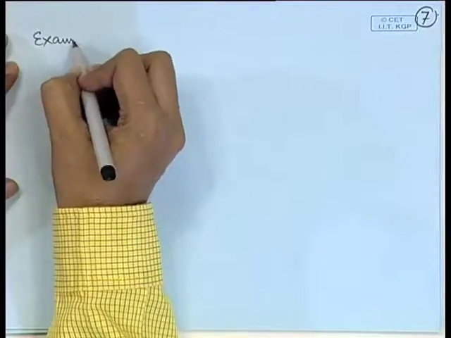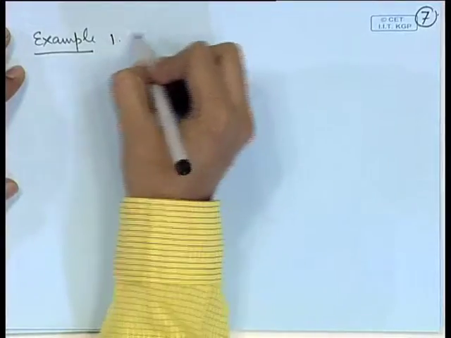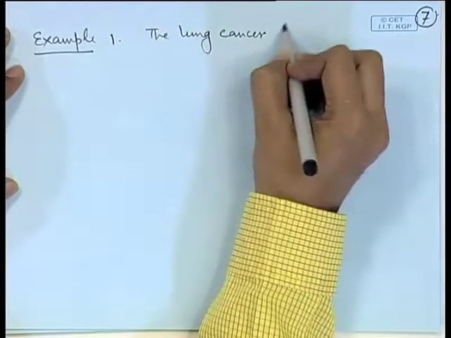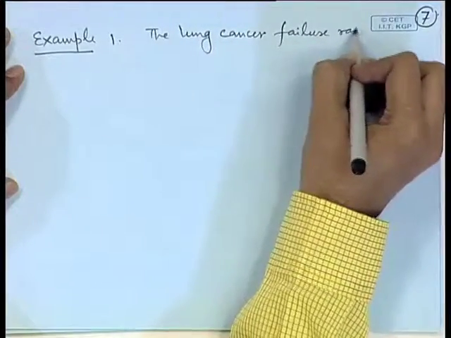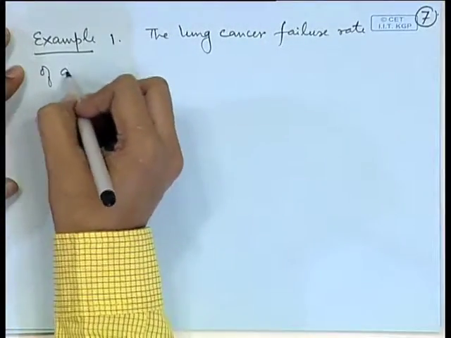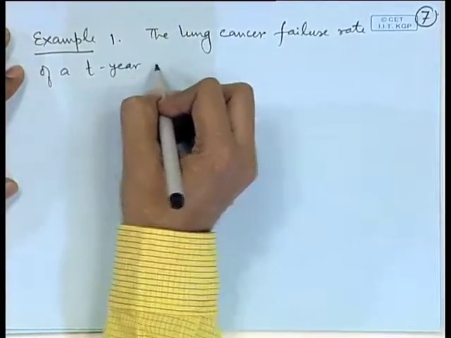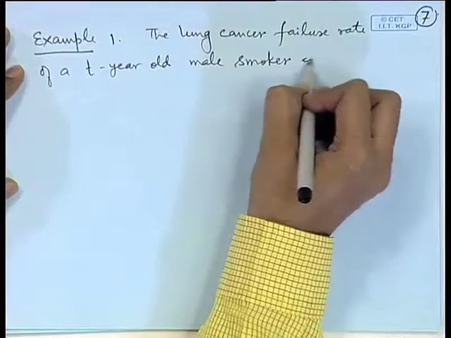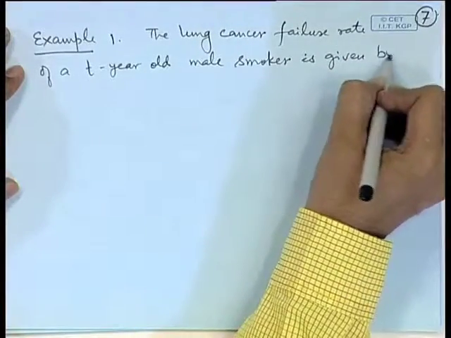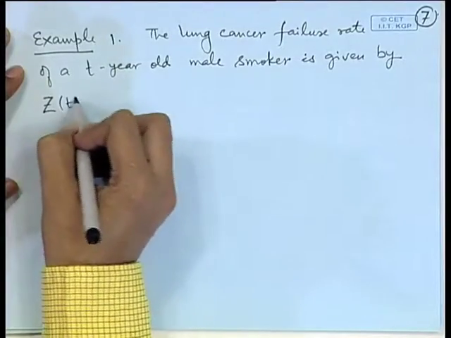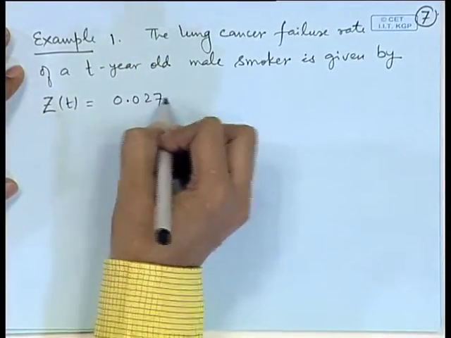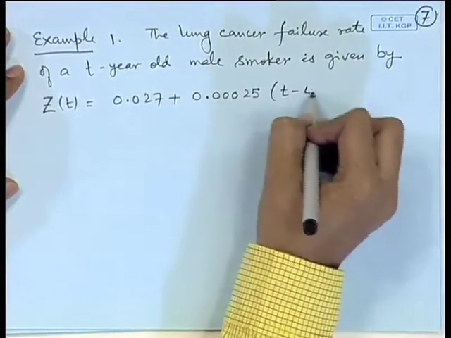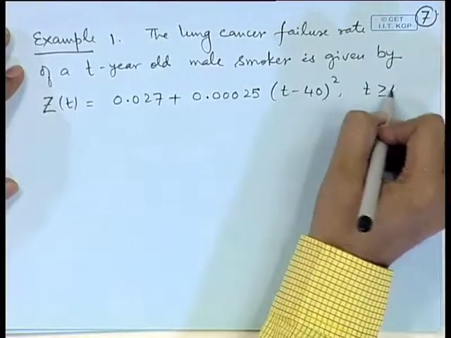Let us look at one application. The lung cancer failure rate, that is hazard rate, of a T-year-old male smoker is given by z t equal to 0.027 plus 0.00025 times t minus 40 squared, for t greater than or equal to 40.